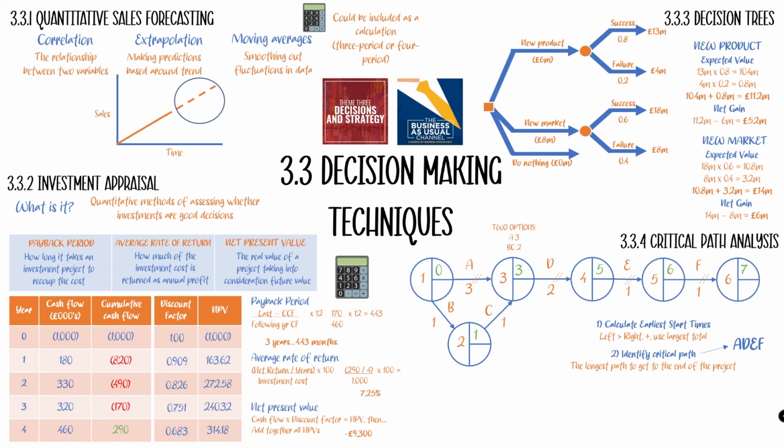The third step to this is to calculate the latest finish times. I think this is the one that students struggle with the most, and I understand it because you've just been thinking about the start time for the next activity. You're now going to think about the finish time for the previous activity. I guess the key trick is to just do what you did for the earliest start times, but in reverse. So we're going to go from right to left. We're going to subtract, and we're going to use the smallest total.